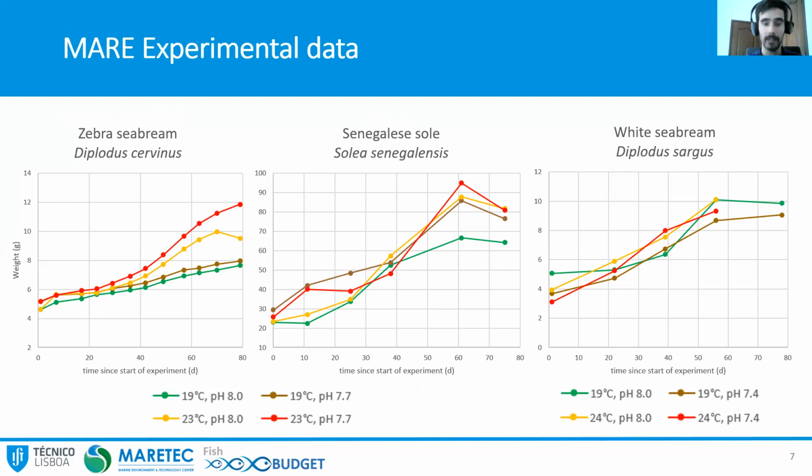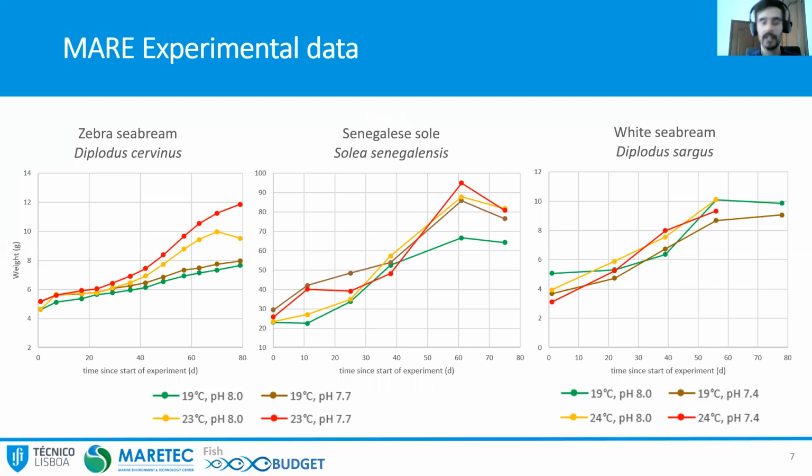And that also might be the reason why the graph for the zebra sea bream looks a lot clearer here on the left. Focusing then on the zebra sea bream, we can clearly observe a higher growth rate for the higher temperature scenarios, in red and yellow here.